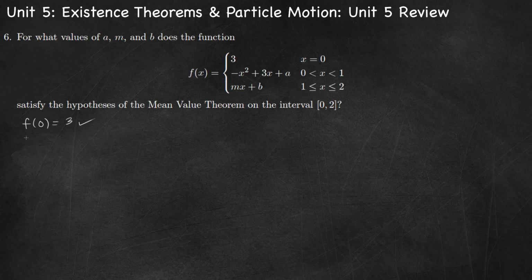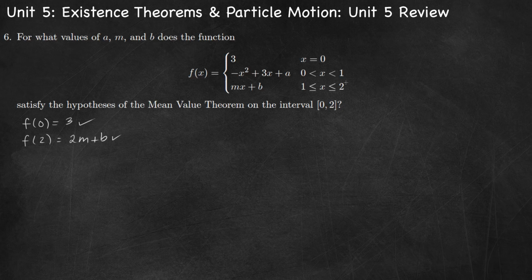So we've got that. The other endpoint 2, when x is 2, so right here, when x is 2, f is m times x plus b. So x is 2, mx plus b becomes 2m plus b. 2m plus b. So that does exist. So we're continuous at our endpoints.